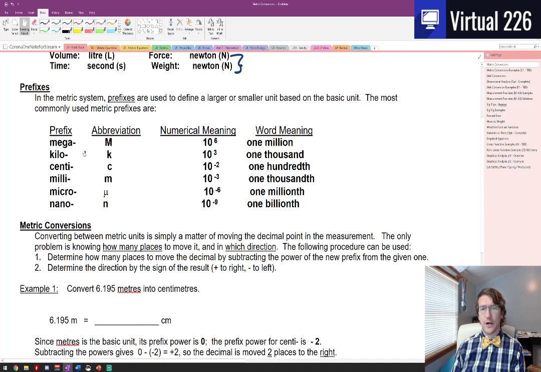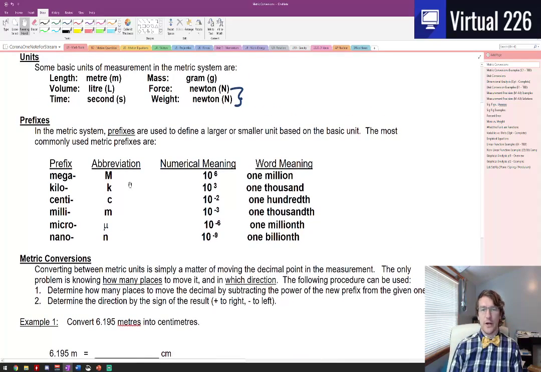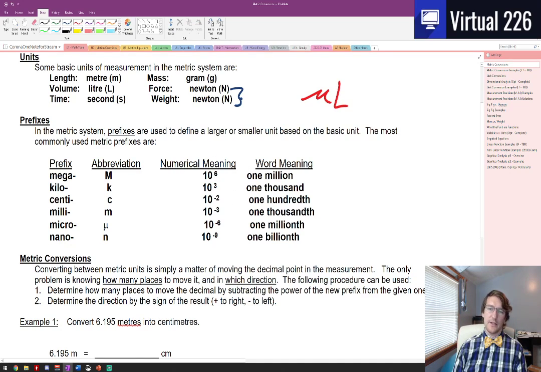Some of the prefixes we've got are mega, kilo, centi, milli, micro, and nano. There are more than these. You can go to pico down here, but we have these abbreviations. They just go in front of whatever unit you have. So if I had something like a microliter, I could write it as micro and then liter. And then we've got these numerical meanings. What these mean are times 10 to the something here, and that's like a million or thousands or hundreds or 1,000th. We'll know these are decimals or fractional amounts.